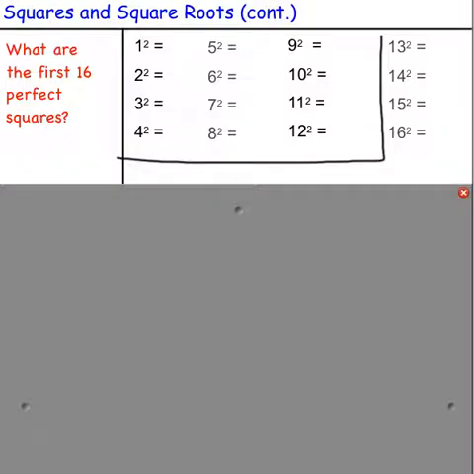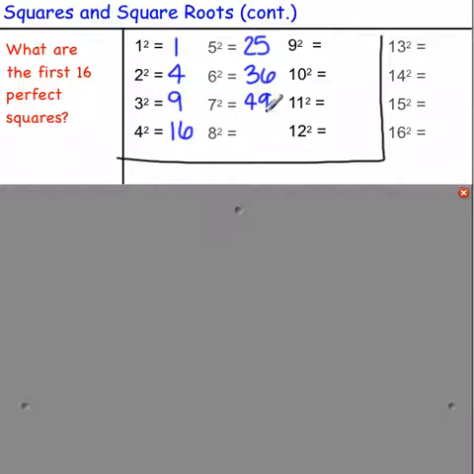1 squared means 1 times 1, so the perfect square of 1 is 1. 2 squared is 2 times 2, so the perfect square of 2 is 4. 3 squared is 3 times 3, so the perfect square of 3 is 9. 4 squared is 4 times 4, which is 16. 5 squared is 5 times 5, so that's 25. 6 squared, 6 times 6, that is 36. 7 squared, 7 times 7, this is 49.